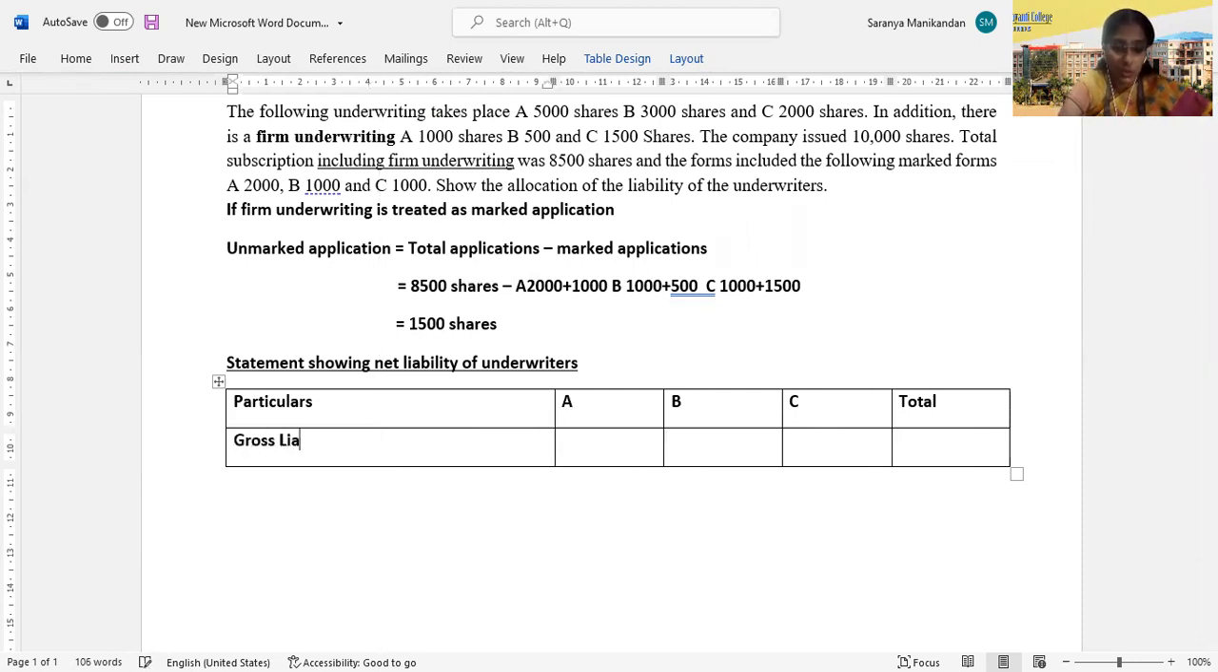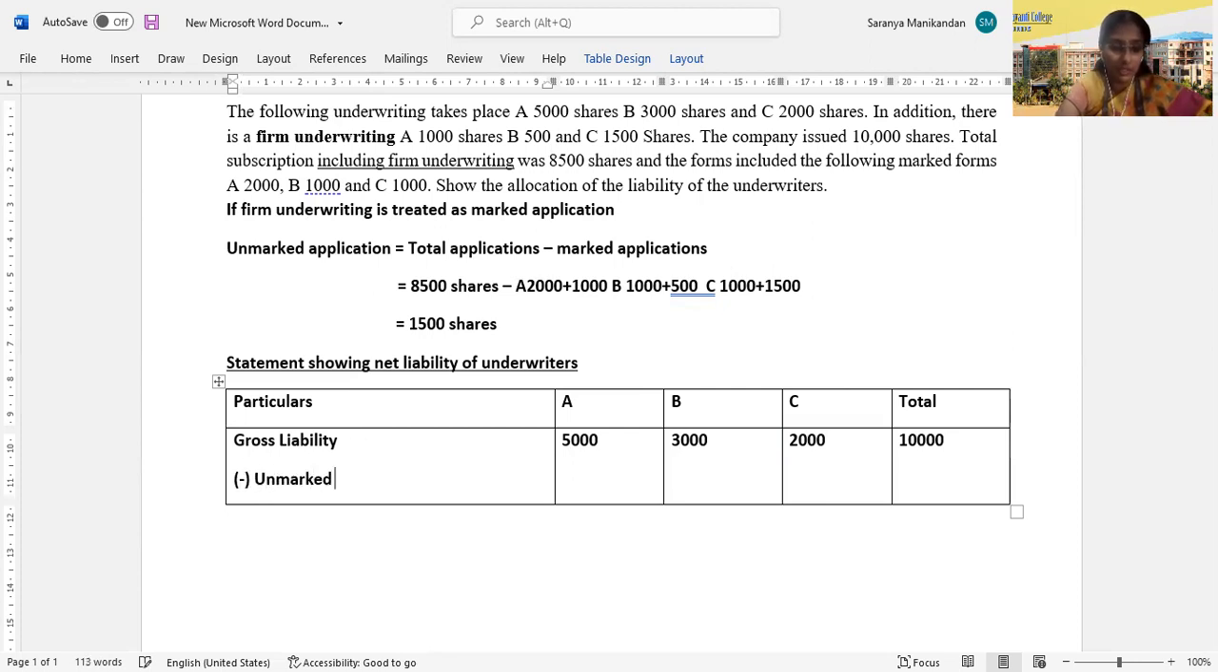First, we will start with gross liability, which is given in the very first line. It is 5,000 shares, 3,000 shares, 2,000 shares. So in total, it is 10,000 shares. Then minus unmarked application. Unmarked applications we have calculated as 1,500. So we write it in the total column, 1,500 shares. Now we are going to distribute these 1,500 unmarked applications to the underwriters A, B, C in gross liability ratio. The gross liability is 5,000, 3,000, 2,000, so the ratio is 5:3:2.